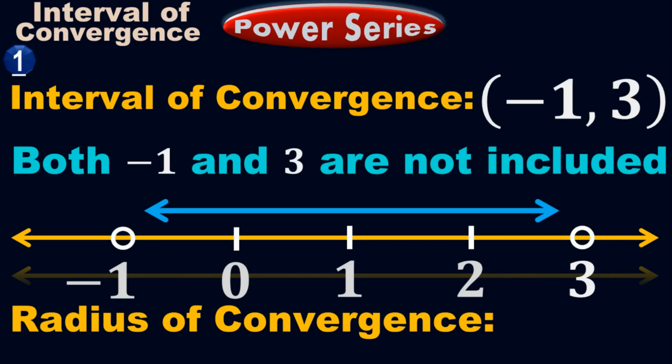But in case the question asks about the radius of convergence, the question didn't ask here, but sometimes they may ask. To find the radius of convergence, the radius of convergence here is 4. As I said, how many points do we have between -1 and 3? We have 4 points: 1, 2, 3, 4. So 4 is the radius of convergence.